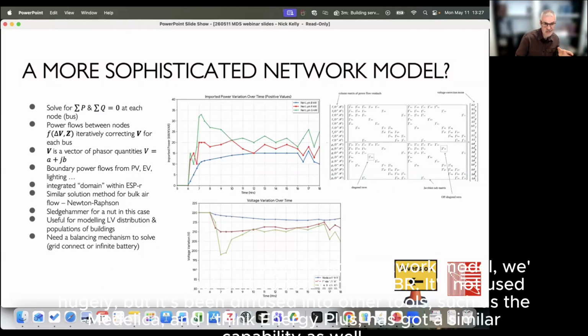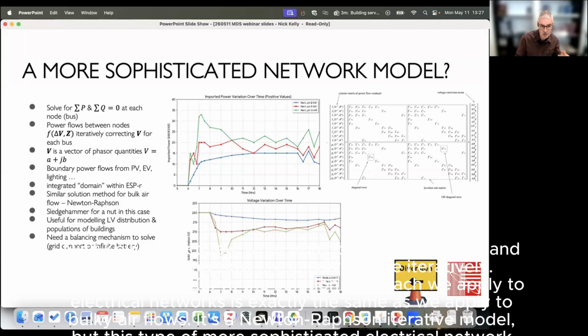So that sophisticated network model, we've actually got that embedded within ESP-r. It's not used hugely, but it's been diffused into other tools such as Modelica, and I think EnergyPlus has a similar capability as well. Effectively what you do is you solve real and reactive power flows. You solve those iteratively. Interestingly, in ESP-r, the solution approach we apply to electrical networks is exactly the same as we apply to bulk air flows.